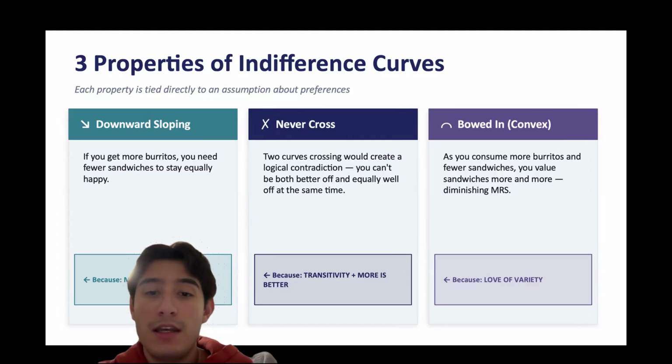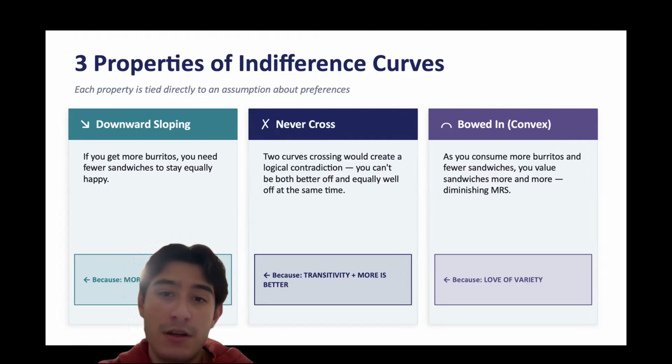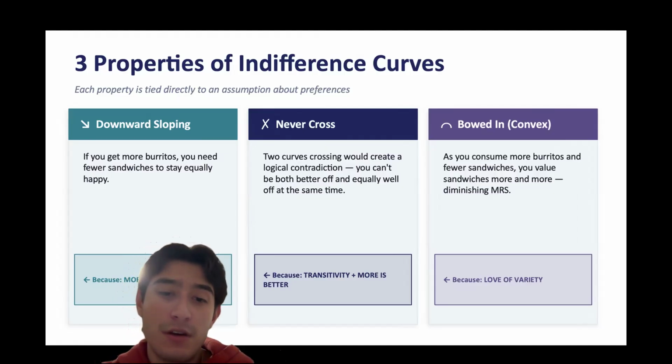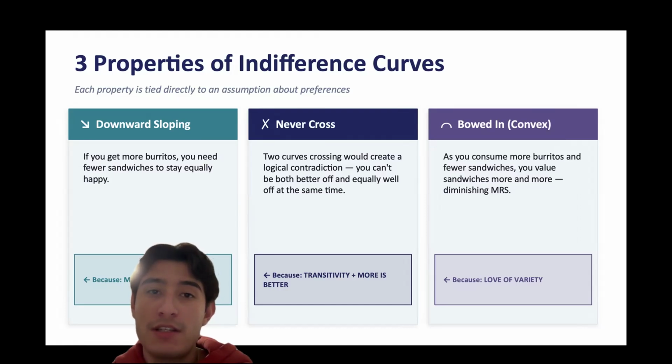Property two: indifference curves never cross each other. This one trips up a lot of people, so let me explain it carefully. If two curves cross at a point, you'd reach a logical contradiction. That crossing point would be on two different utility levels at the same time, which means the same bundle gives you two different levels of satisfaction simultaneously. That's impossible, and it violates both transitivity and more is better.